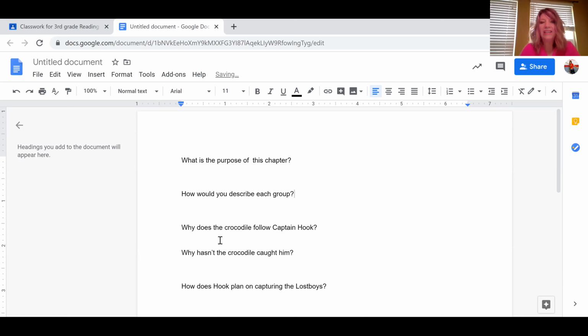Okay, why does the crocodile follow Captain Hook? Why is that crocodile after Captain Hook? Now I know the answer, and I think it's kind of neat, but it's also a little gross. If you have forgotten, go back and look at the chapter again and find from your text evidence why the crocodile followed Captain Hook. Now, if you don't have the book, just go to yesterday's video on the Dojo app and fast forward through everything until it gets to the reading of Peter Pan and listen to that again.